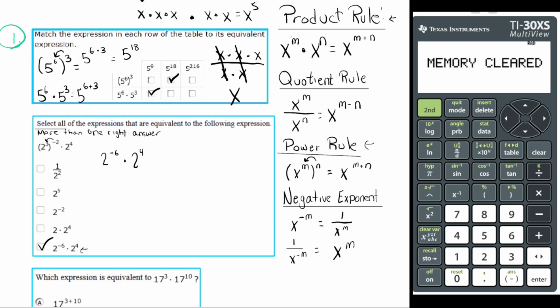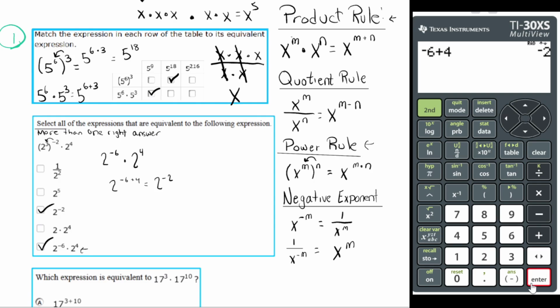So then we do product rule, okay? 2 to the negative 6 times 2 to the 4, that would be 2 to the negative 6 plus 4. And when you're taking the state test, I'm always a big advocate for double check your math, especially when you have negative numbers involved. So I'll just do negative 6 plus 4. They give you the calculator. You might as well use it. That equals 2 to the negative 2. And I look, and I see, is that one of my answers? It sure is. It's right here.